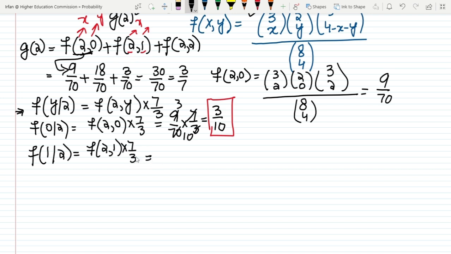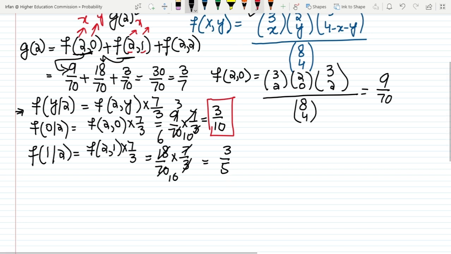So what would it be? As we have seen, it is here. So 18 divided by 70 multiplied by 7 by 3. Okay, 3 6 and 7 10. So I will get here 3 by 5, and that is for f of 1 given 2.